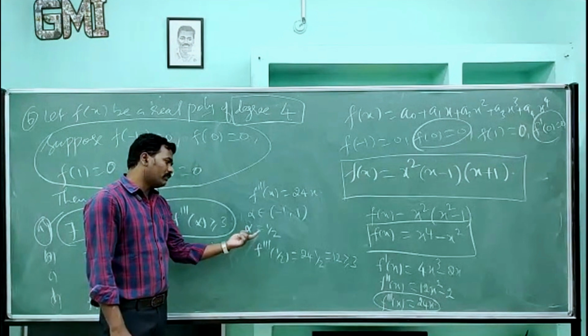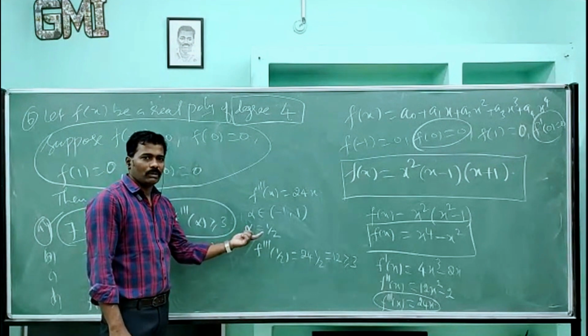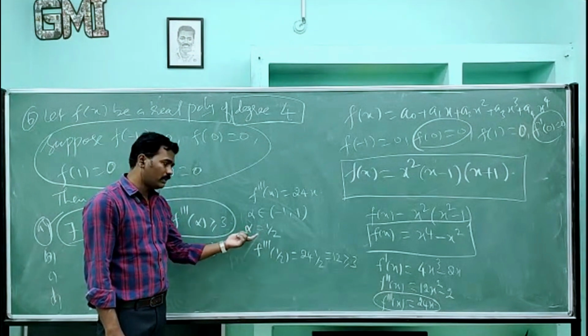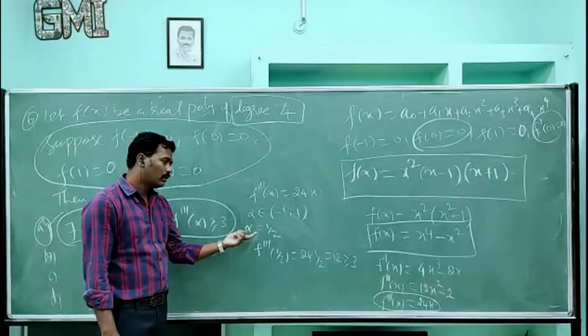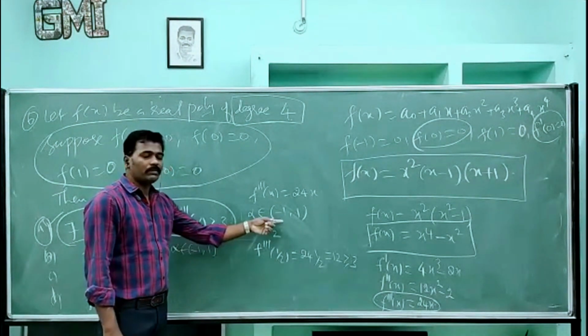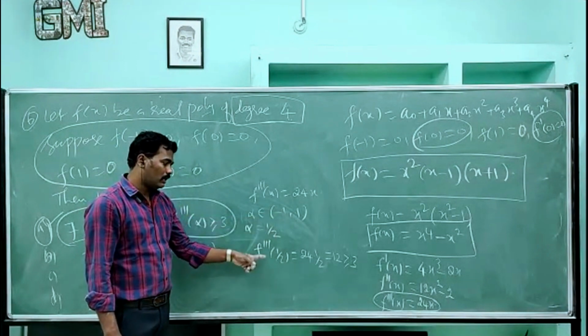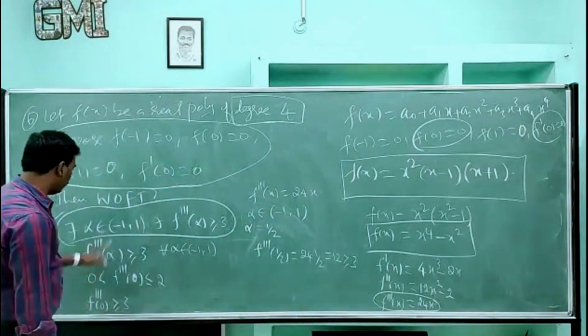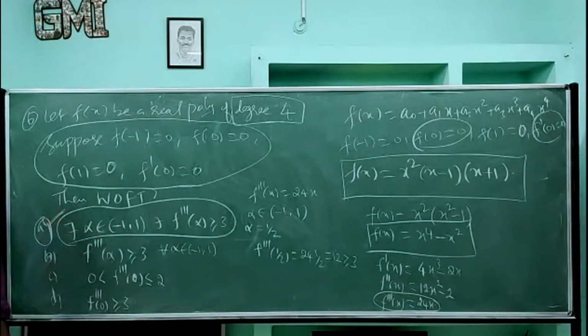Not only 1 by 2, you can take 1 by 4 also, or 3 by 4. Not any number, but suitably you can choose. We can choose an element alpha between -1 and +1 such that f triple prime of that alpha is greater than or equal to 3. This is always possible. So therefore option A is true.